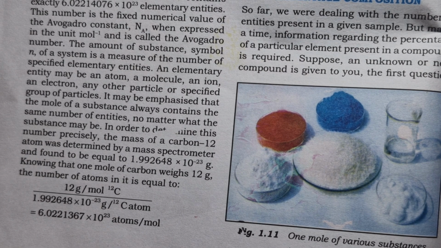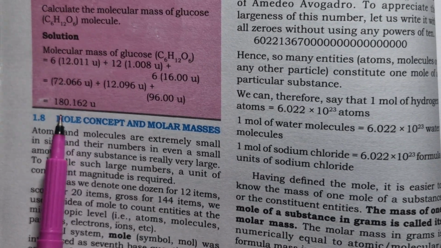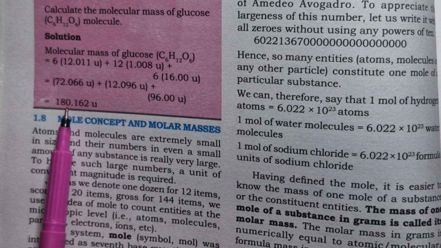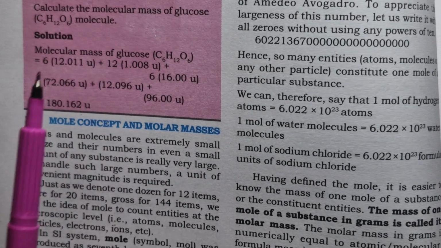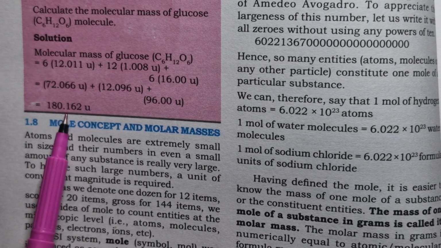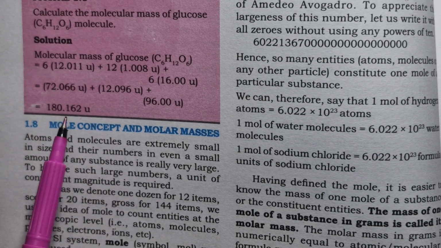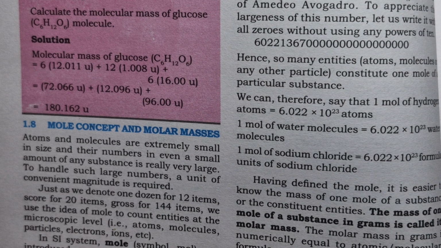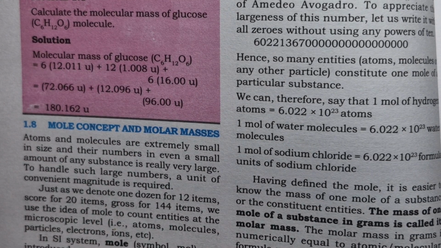In the previous shot I told you about glucose. In this page it is there. Glucose, the molar mass is 180.162 to be more precise, U. So this is actually the mass of C6H12O6. I can say that 180.162 U is the molar mass, this is 1 mole of glucose. It contains 6.022 into 10 power 23 molecules of glucose.